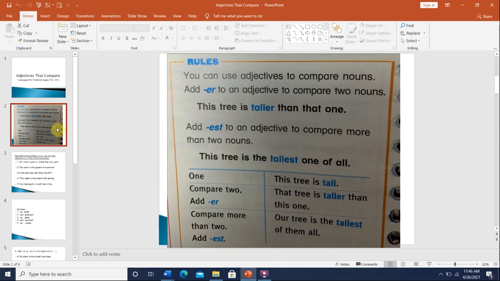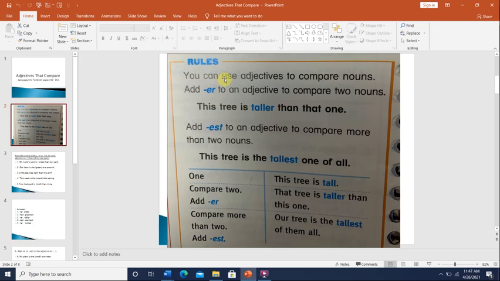When we would like to compare between two nouns, what do we do? We add er to the adjective, and then we add the word than after it to show that we are comparing between two nouns, such as two things or two people. It depends on what the sentence says. And if we want to compare more than two things, we add est to the adjective. So let's read and see what I'm talking about.